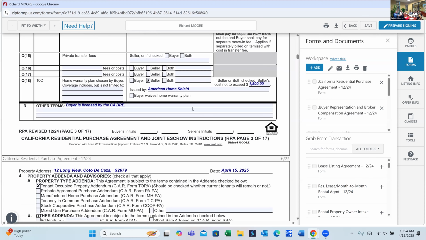And then, if you remember, Richard Moore is the buyer, and Richard Moore is also representing himself under Section R, buyer's license by the California Department of Real Estate. So that is something that you must disclose. Or if you're representing a related party, you must disclose the fact that you're related to the buyer, you as the agent.